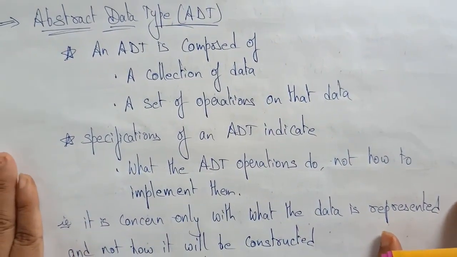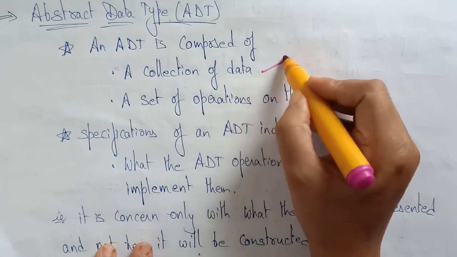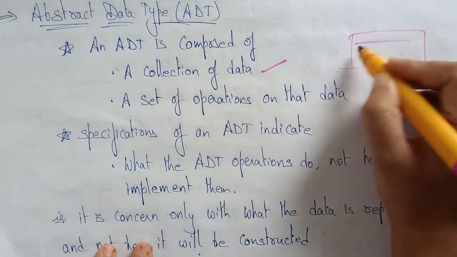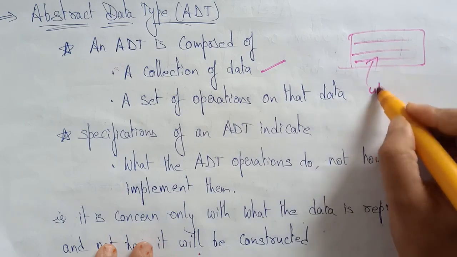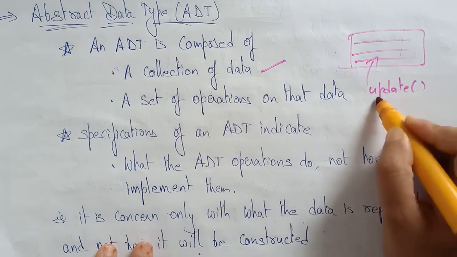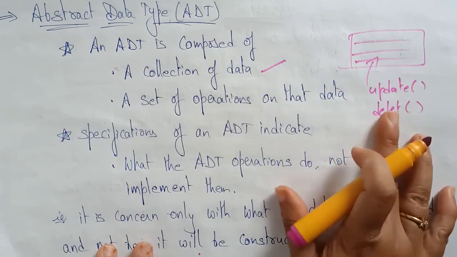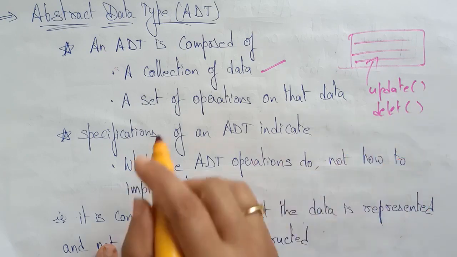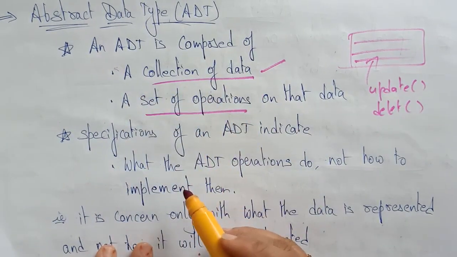Actually, what is an abstract data type? An abstract data type is composed of a collection of data and a set of operations on the data. Meaning I can update, I can delete, whatever operations you can perform on data, that will be the set of operations. So an abstract data type is composed of a collection of data as well as a set of operations.